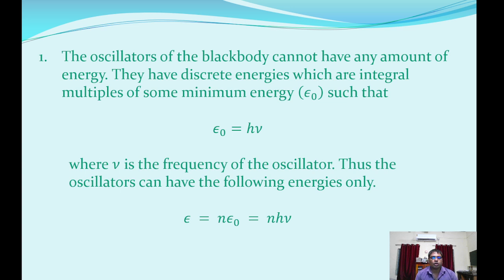Number 1. The oscillators of the black body cannot have any amount of energy. They have discrete energies which are integral multiples of some minimum energy, that is epsilon 0, such that epsilon 0 equal to h nu, where nu is the frequency of the oscillator. Thus, the oscillators can have the following energies only: epsilon equal to n epsilon 0, that is equal to n h nu, where n is any integer.